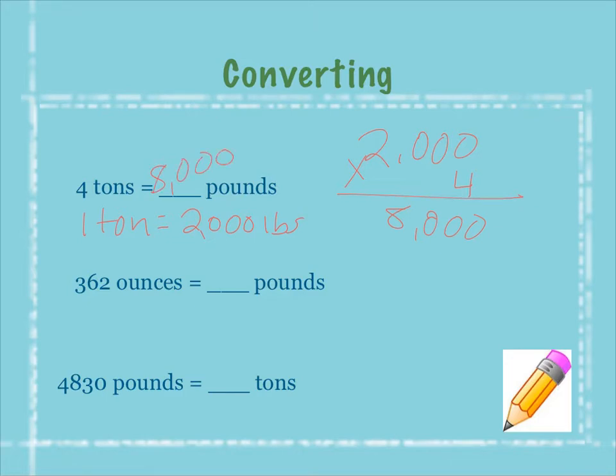All right, so the next problem says 362 ounces equals how many pounds? I'm going from a smaller unit to a bigger unit. So I look at my FSA conversion chart, and I know that 16 ounces equals 1 pound. And I know that I need to divide because I'm going smaller to bigger. So 362 divided by 16.